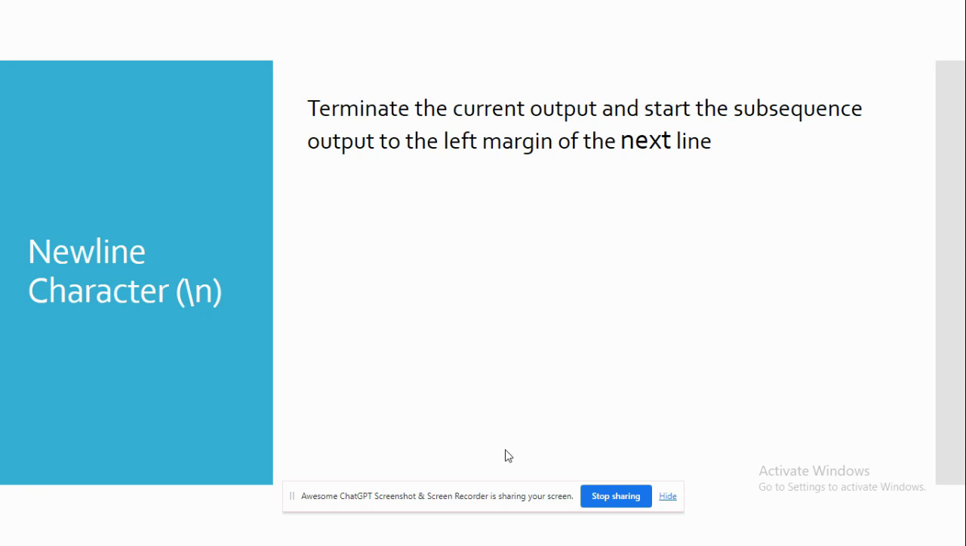The Newline character, the backward slash n, is used to terminate the current output and start the next output at the left margin of a new line, meaning that the new line character is like a line break. There's a program that prints a statement of value on the next line.